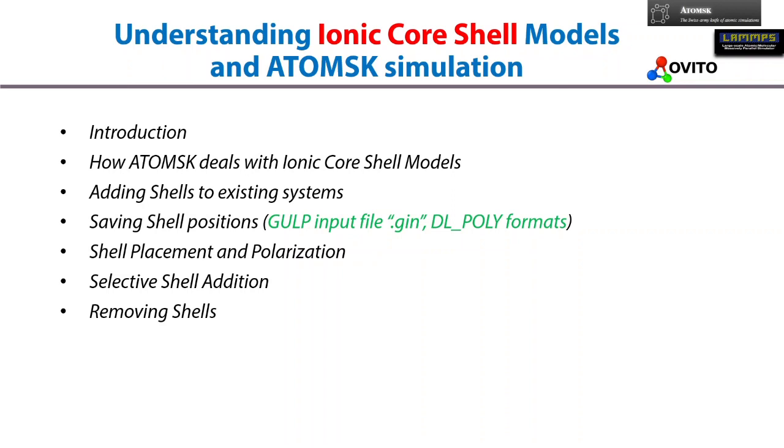Next is the shell placement and polarization. With the help of ATOMSK, you can calculate the polarization that is happening within the system. The other thing you can do is selective shell addition. For example, you want to add shells but not for all the elements. You have a sodium chloride structure, and you want to add shells only to the chlorine elements. So you have the option to add shells selectively. Moreover, you can also remove shells, and when removing shells also, you have the option to remove shells from the whole system or remove them selectively.